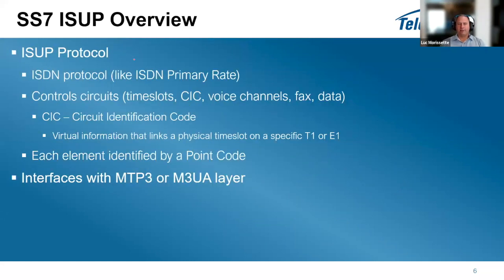So the ISUP protocol itself is like ISDN primary rate. So if you've seen this before, you see it's very similar messages. There's more information in SS7 ISUP than in ISDN because it references a larger system, but otherwise it's the same type of information. And the main function of ISUP is to control the circuits.